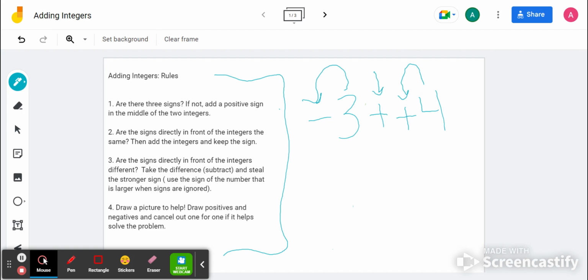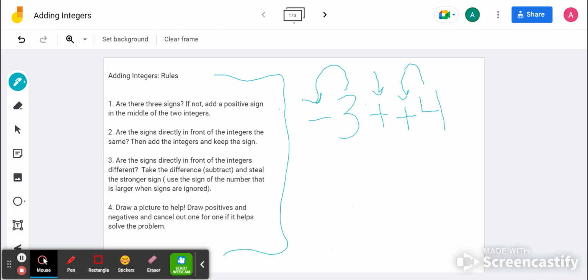If you do not have three signs, we need to make three signs. You can always add in positives, but you cannot add in negatives. So if you are missing a sign in the middle or in front of one of the integers, just add a positive sign. Then we can proceed to step 2. Are the signs directly in front of the integers the same? Then add the integers and keep the sign.